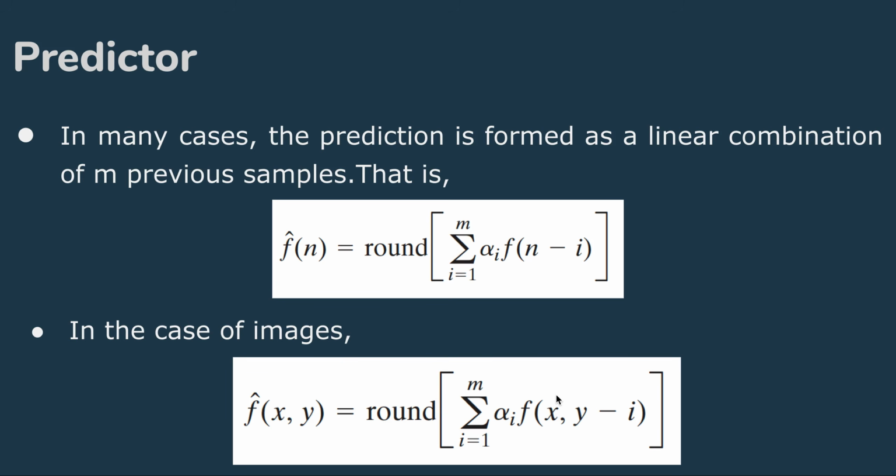In the case of images, such a simple function can be assumed in the form of this equation. Here we will be utilizing the pixels on the same row, so we will not be changing the row to calculate f hat of x, y, and we will be taking the pixels only from the same row. That is why I have written the minus i term only for y. Once it is obtained, we will multiply that with alpha of i, then we will find the sum for different values of i starting from 1 to m, and we will round the value at the end, and this value will be utilized to calculate the error function.